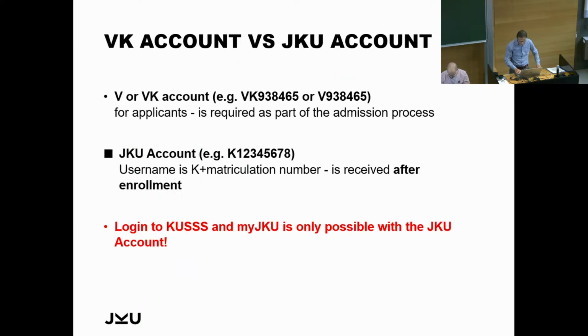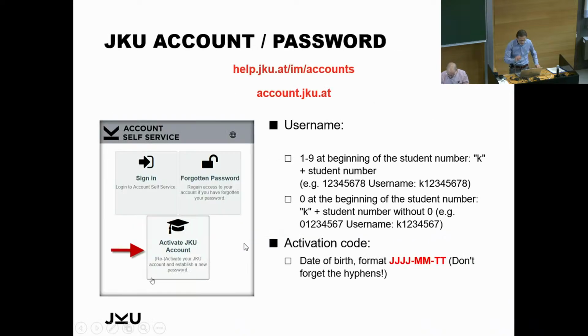You're not allowed to log in with your V or VK account. After your application has been finished, forget about it. Just your K account is interesting. And you have to activate your K account, your password again, as you did with your V or VK account. And with that, you're allowed to log in to nearly any system at the JKU. Moodle, KUSSS, myJKU, the database of the library, and so on. Only EduRoom is a little bit different, as there you get a different password for security reasons. But when you sign in later on, there will be the information on what the EduRoom password is for you.